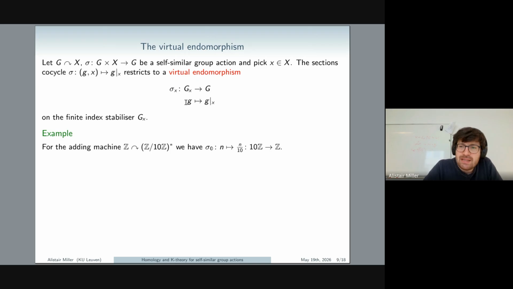So for example, for this adding machine, the stabilizer at any point is just the multiples of 10. And the virtual endomorphism is going to be the divide by 10 map, roughly because we only carry the 1 every 10th digit.